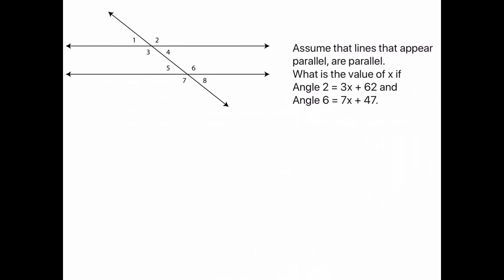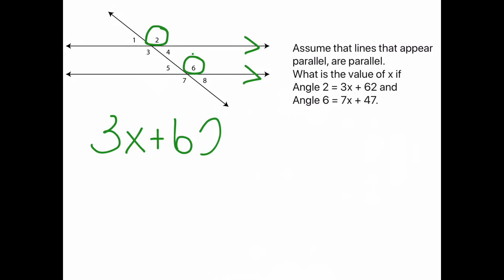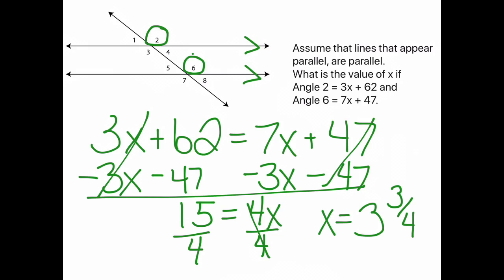All right, we're assuming that lines that appear parallel are parallel, so that would be this one here and this one there. What is the value of x if angle 2 is 3x plus 62 and angle 6 is 7x plus 47? 2 and 6 are corresponding angles. That makes them congruent. So we can set up our equation as though each of those two angles is congruent to each other. And then you can solve it with algebra, just like I did here, to get x equals 3 3/4, or 3.75.